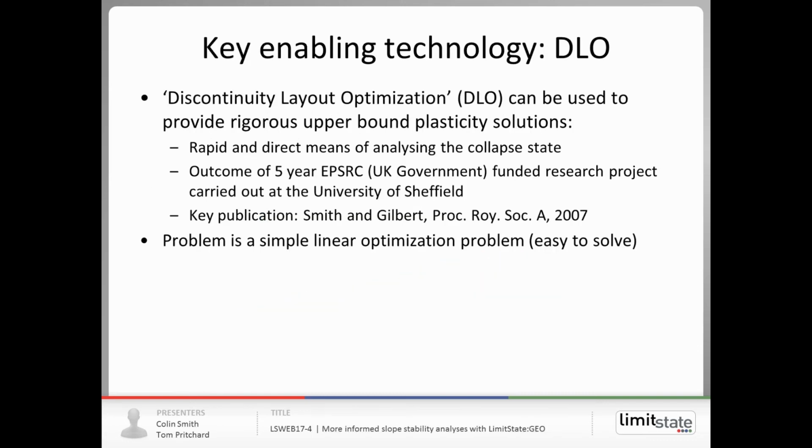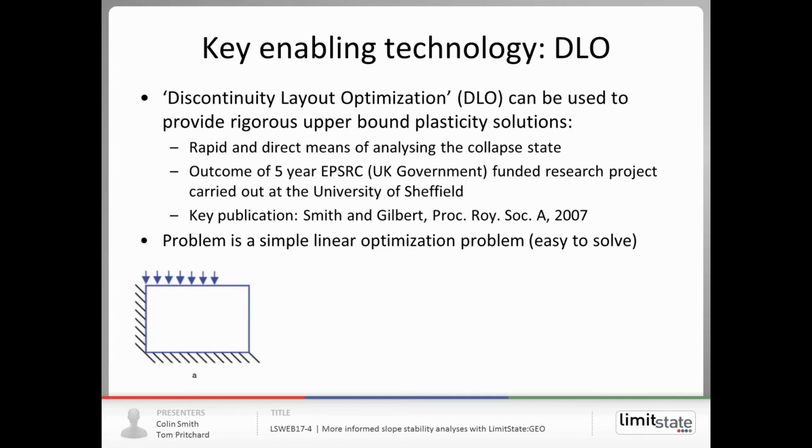Well, the key enabling technology is what is called discontinuity layout optimization, which is a rapid and direct means of analyzing the collapse state. It was the outcome of an EPSRC-funded research project at the University of Sheffield, and the key publication that underpins its working came out in 2007 in the Proceedings of the Royal Society. And the way it's formulated is that it converts that collapse problem into a simple linear optimization problem, and I'll try and explain that in very simple terms.